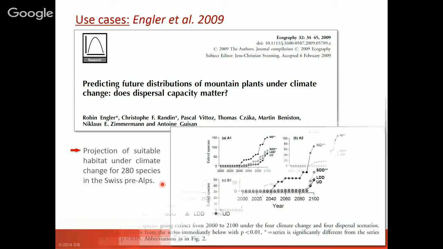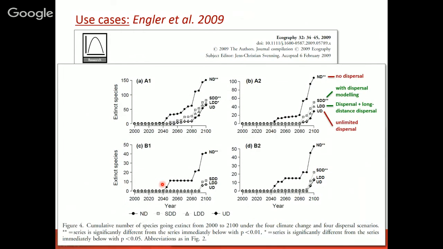So for instance, here you can see some of the results we obtained. Here the idea was that we compared how many species are projected to become extinct under different climatic scenarios that you see here: A1, A2, B1, B2.